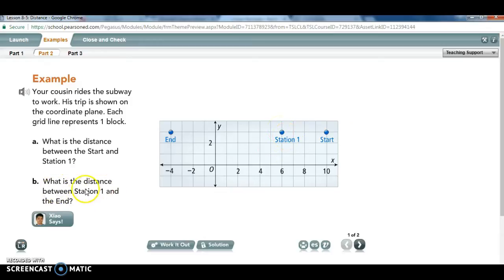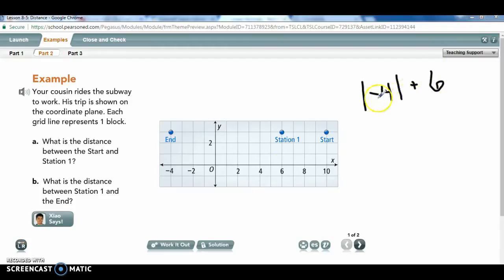It says then, what is the distance between station 1 and the end? What we could do, since we have some negative numbers and some positive numbers, mathematically, we can say we want the absolute value of our end, which is -4, and we want to add it to where station 1 is, which is at 6.